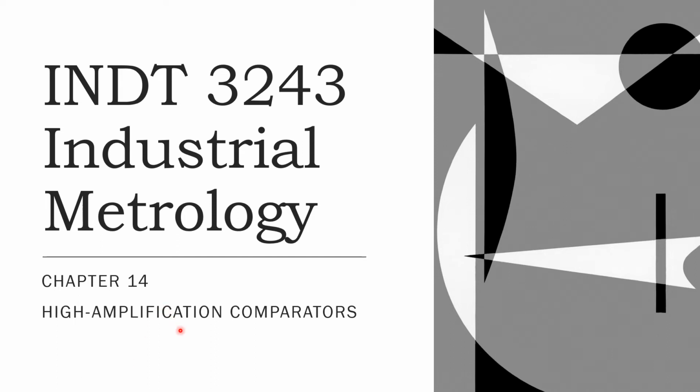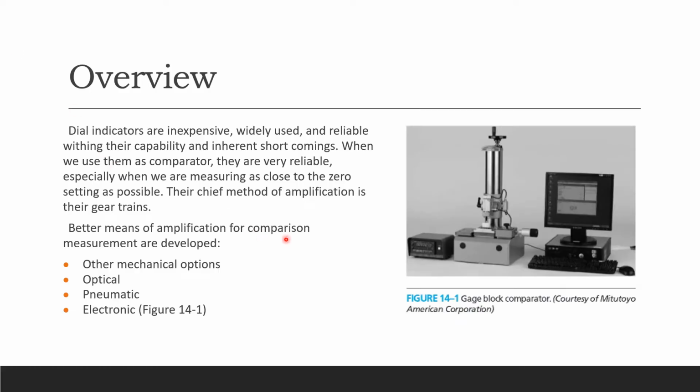Okay, so this is chapter 14, High Amplification Comparators, what we're going to learn in this chapter. We learned something about dial indicators, and they're inexpensive, widely used and reliable, but within their capability and their shortcomings. When we use them as comparators, they're very reliable, especially when we're measuring as close to the zero setting as possible.